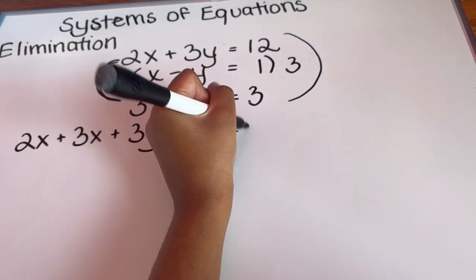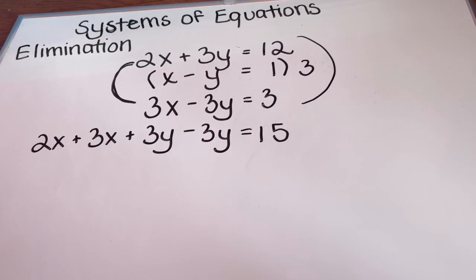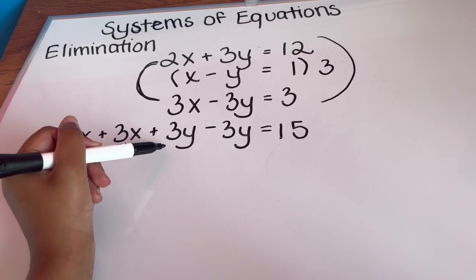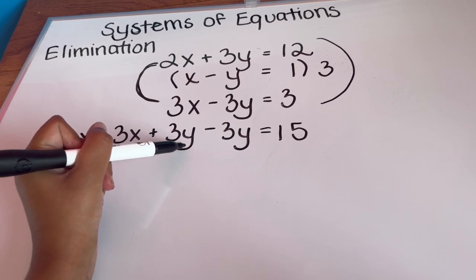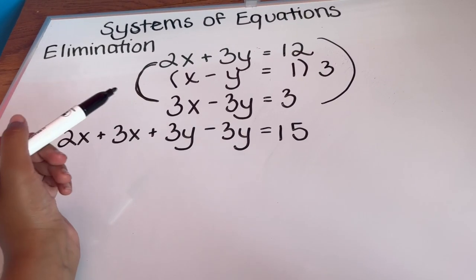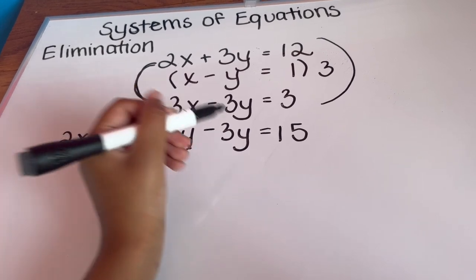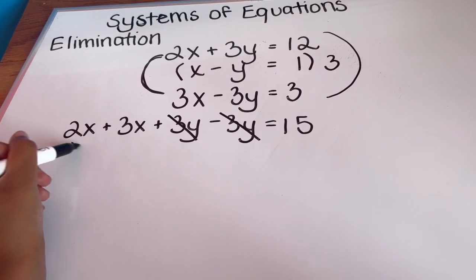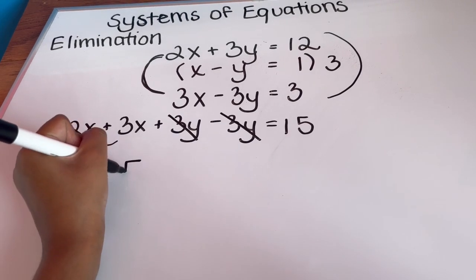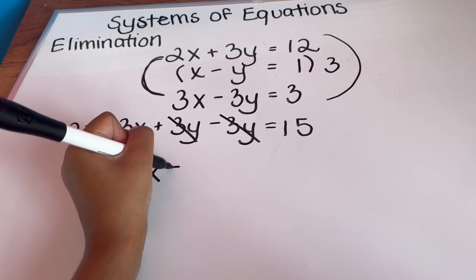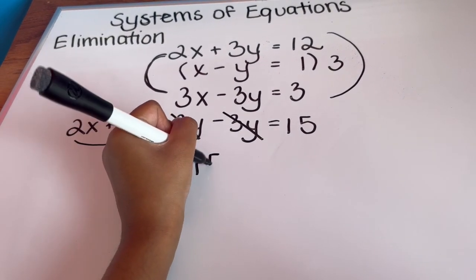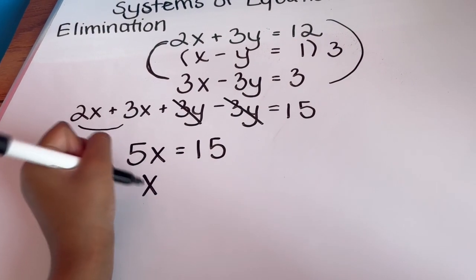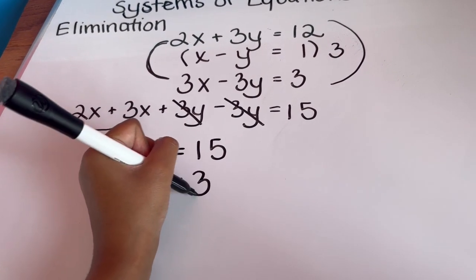And so now we can combine like terms, but first we want to cancel out these two y's because 3y minus 3y is just 0. So we can cancel these out. So we have the 2x plus 3x, which is 5x, equals 15. And then we can solve for x and get that x equals 3.